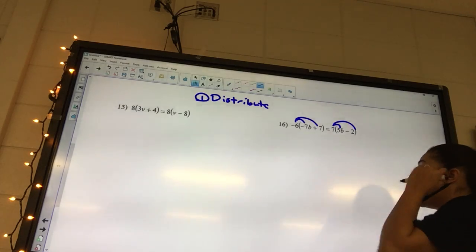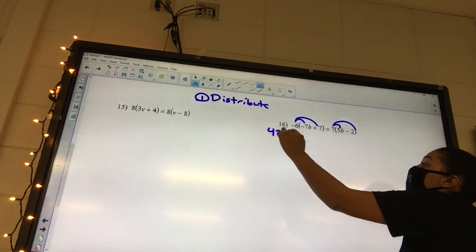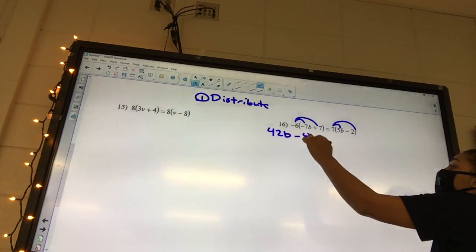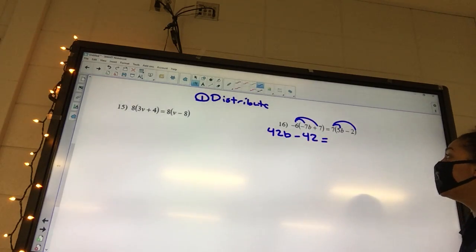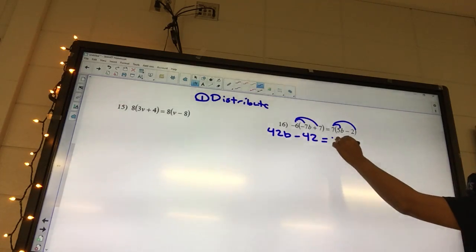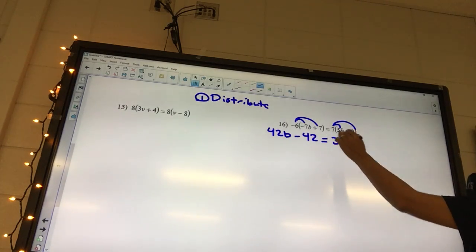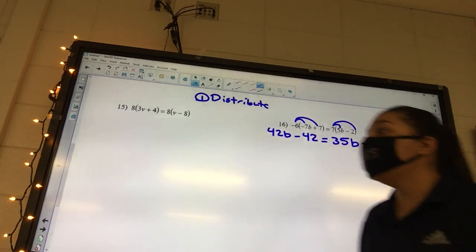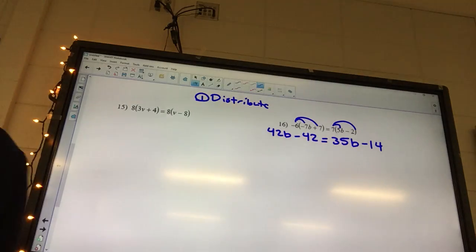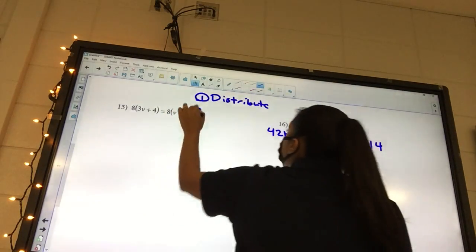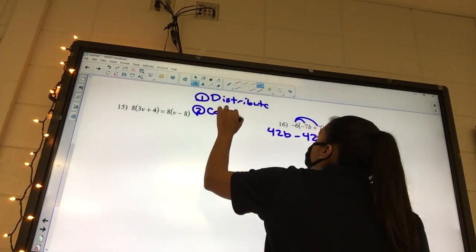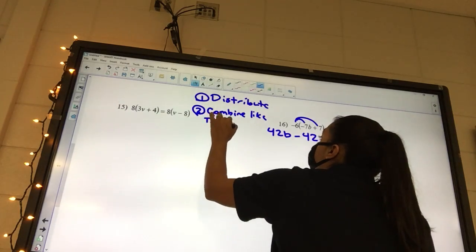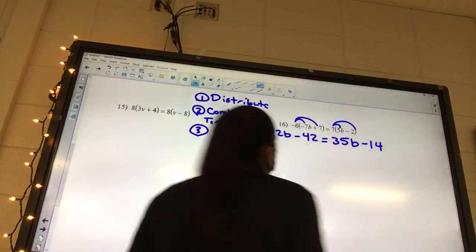Negative 6 times negative 7, 42b. And then negative 6 times a positive 7, minus 42. Now we hit the other side. So 7 times 5 is 35b. And then 7 times negative 2, minus 14. What is our next step? Combine. So our next step is going to be to combine like terms. And you just combine on each side.